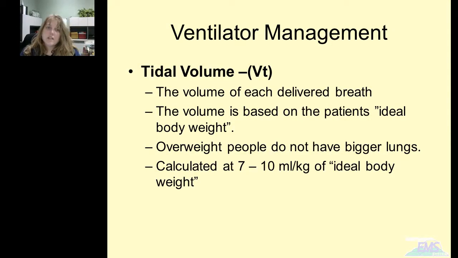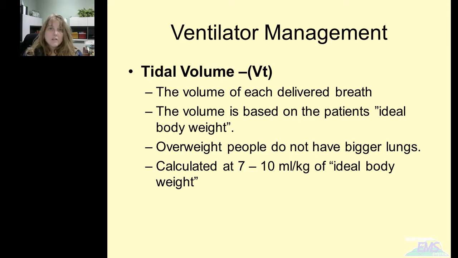So some of the settings we talked about, one was tidal volume, and tidal volume is how much volume is delivered with each breath. And the volume is going to be based on the patient's ideal body weight. It's really important to remember that just because a patient may be 300 pounds doesn't mean that they have bigger lungs. Just because they're overweight doesn't mean that their lungs have gotten larger too. Their lungs are still based on their normal ideal body weight.